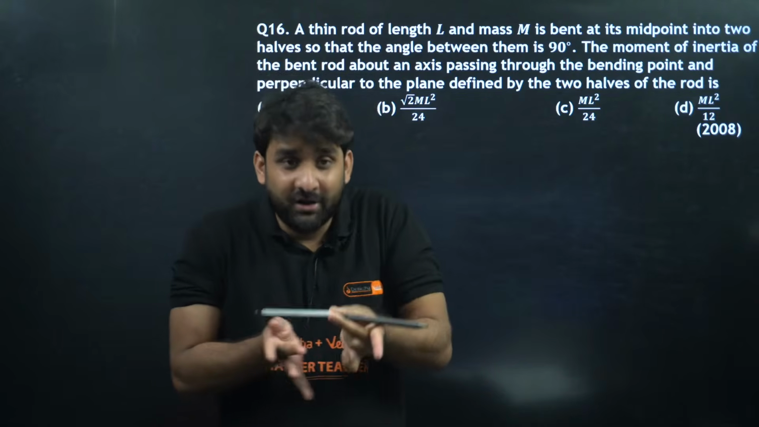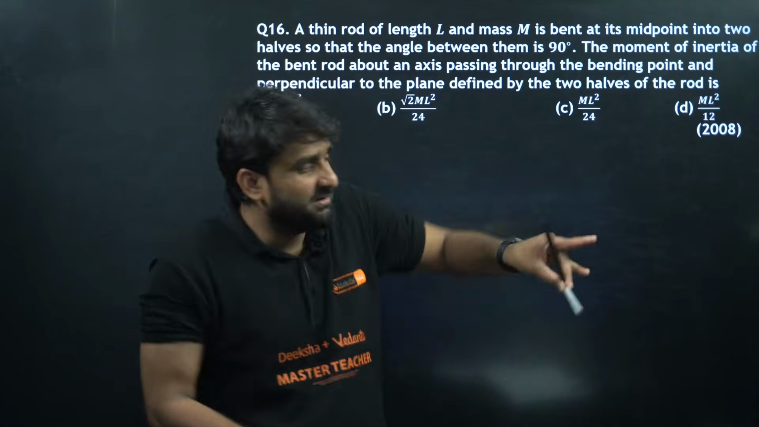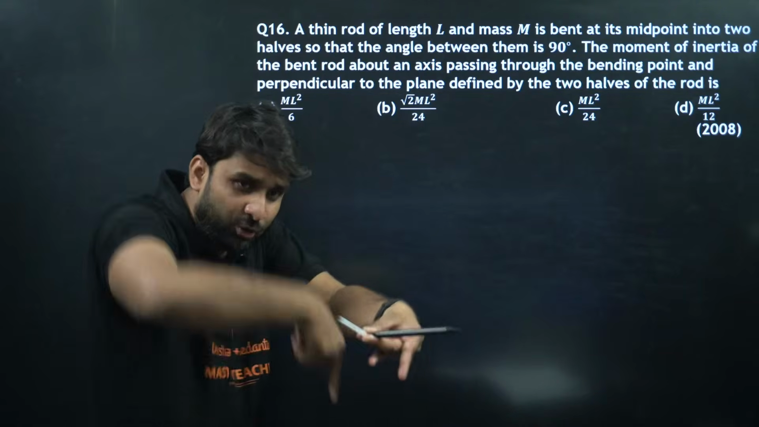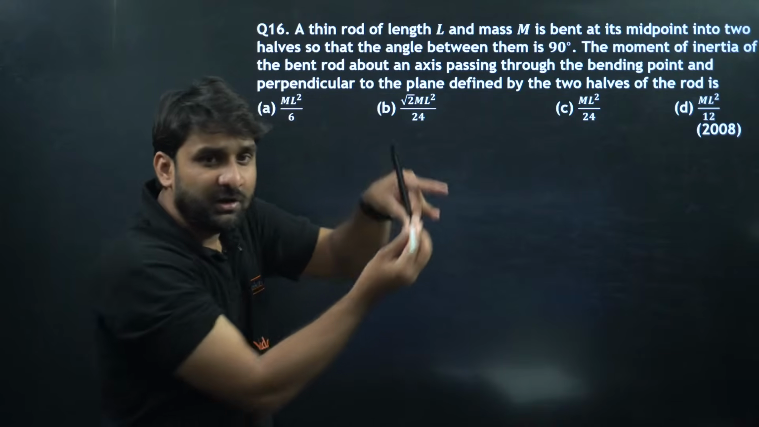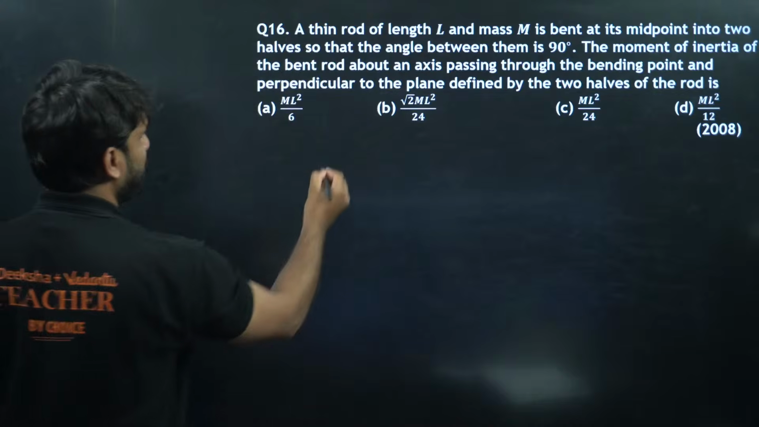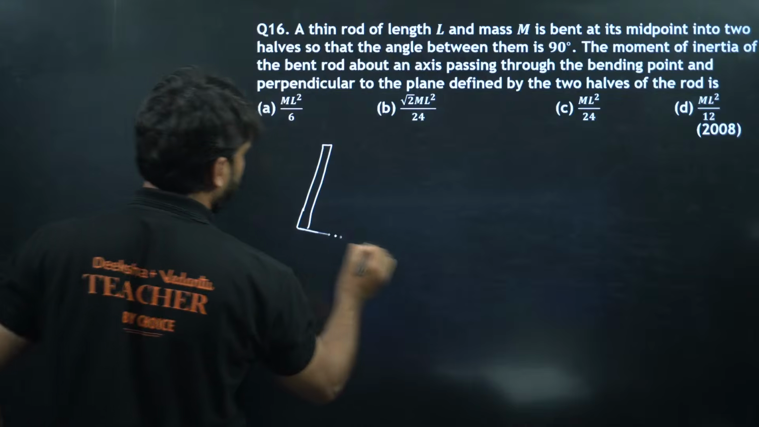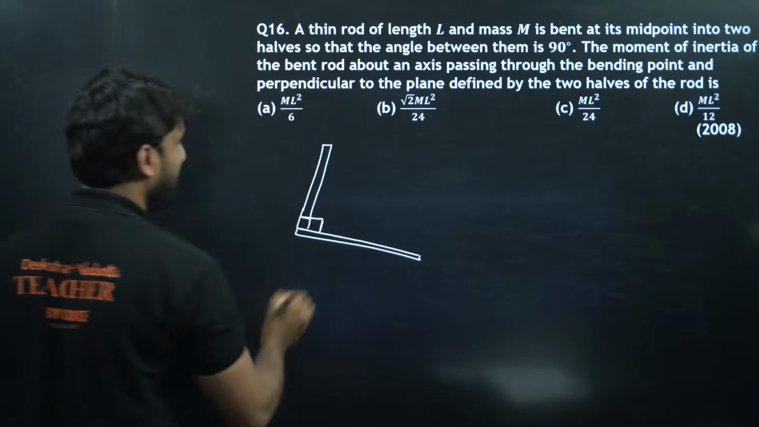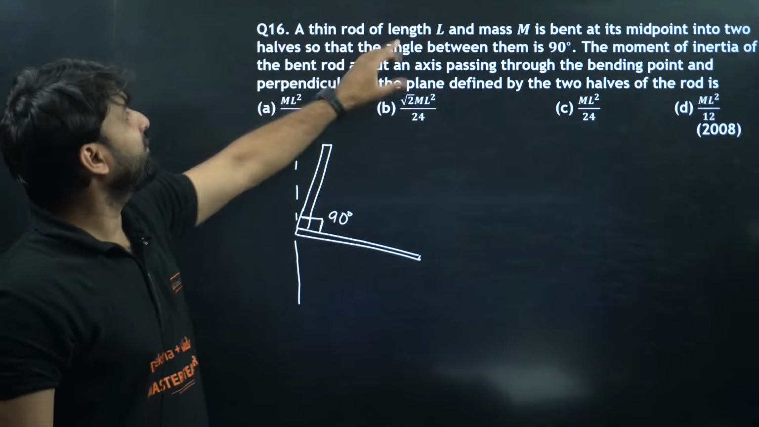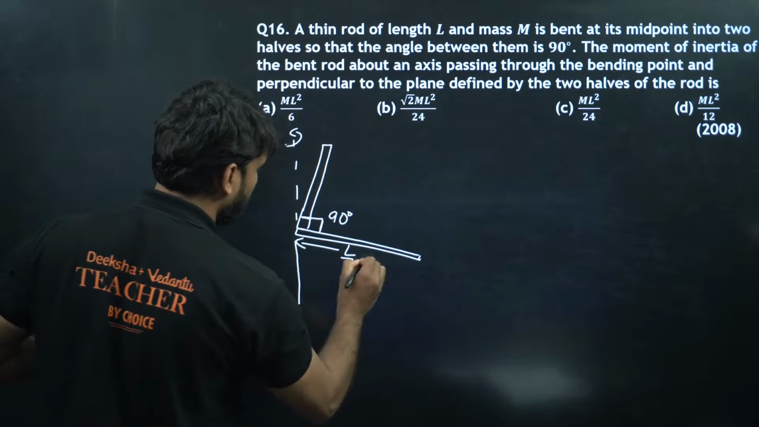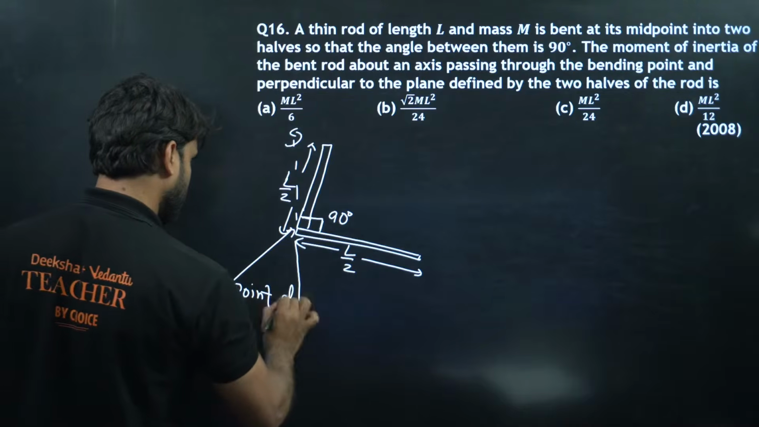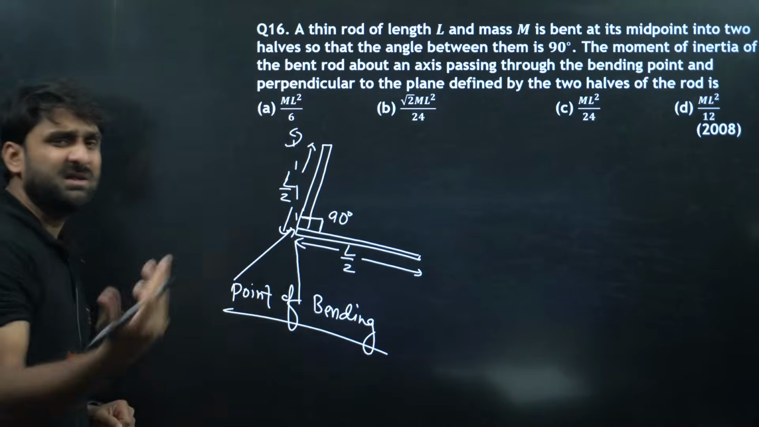This single rod is now bent in this form, both at 90 degree with each other. Both are rotating this way, and the axis of rotation is passing through this corner, the point of bending. So we have to find the total moment of inertia. One rod is here, and one more rod is here, both at 90 degree with each other, and the axis of rotation is here. If the length of the thin rod was capital L, the length of each half will be L by 2. And this is the point of bending, with an axis passing through it.